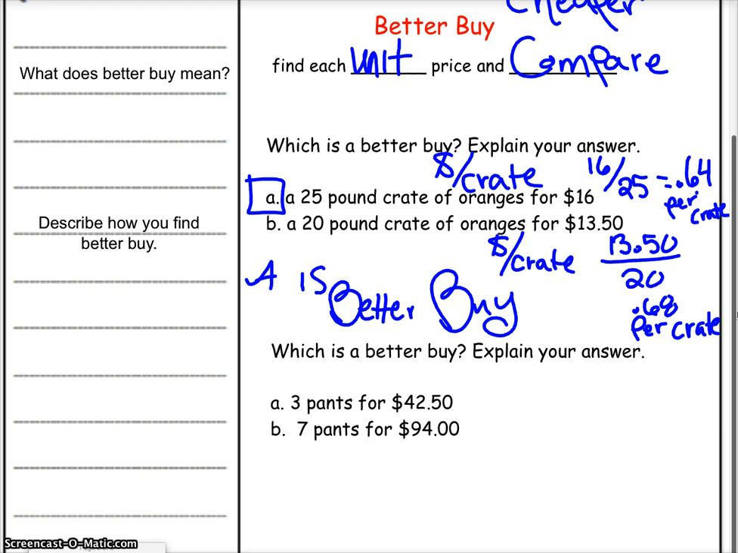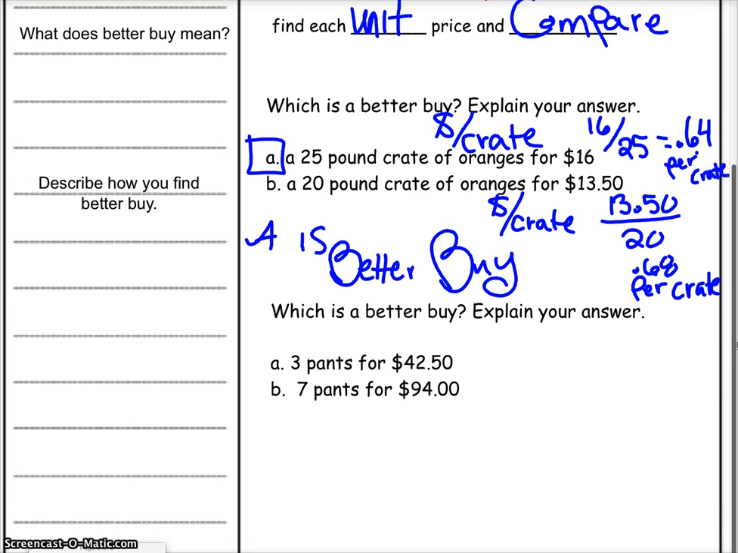Okay. All right, another one. Which is a better buy? Again, explain your answer. Oh, explaining your answer, you can say A is a better buy because it's cheaper or less money per unit. If you look at the price per pound per crate, would that be like explaining? Math, yeah. I mean, math symbolically, my math explains why.